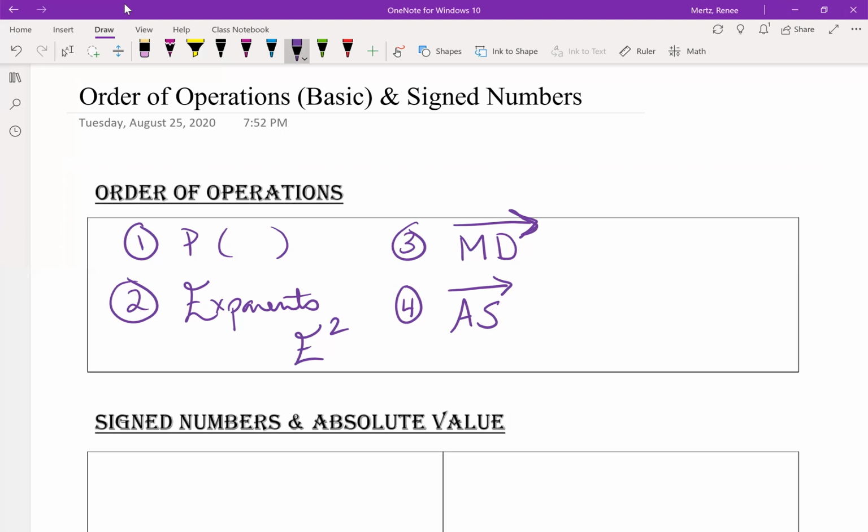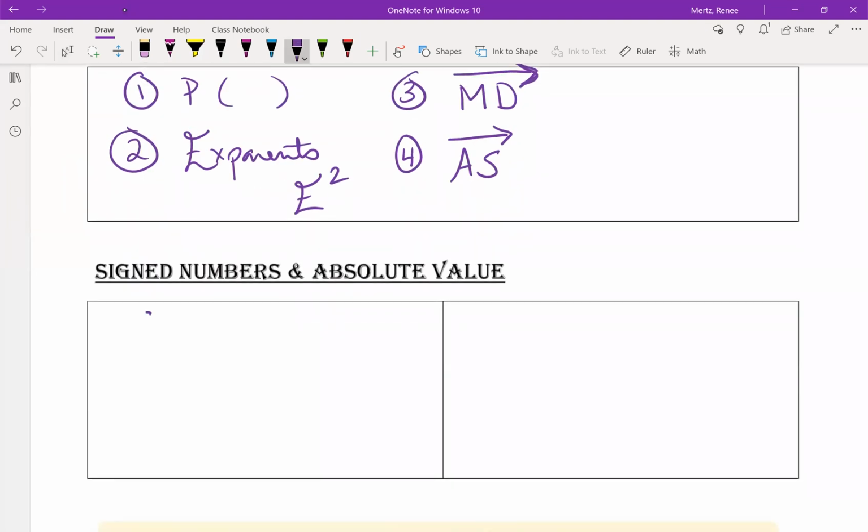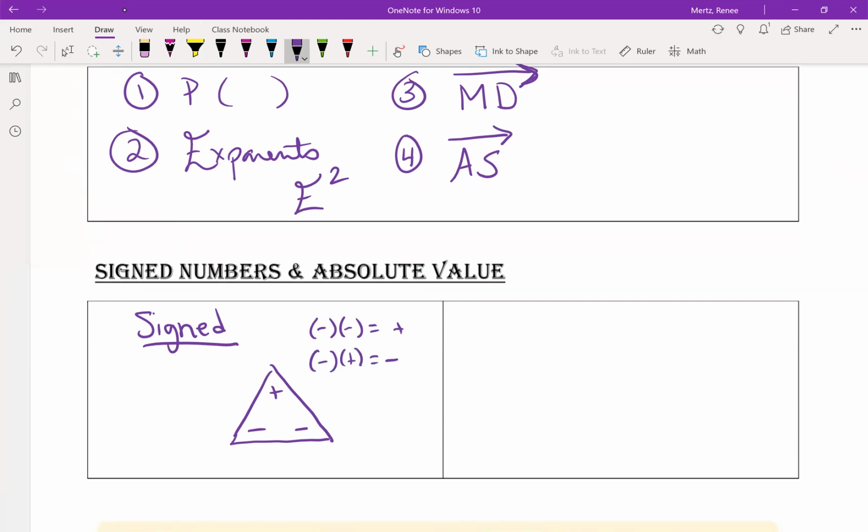For signed numbers, we just want to refresh our memories. When you're multiplying or dividing, you might remember this symbol. Some students have shown this to me in the past. It's a little trick to help you remember. A negative times a negative is positive. If you have a negative times a positive, then you're left with a negative. So when we multiply a negative times a negative, we get a positive. A negative times a positive, we get a negative. If we have an even number of negatives, it always becomes positive. If we have an odd number of negatives, it becomes negative.